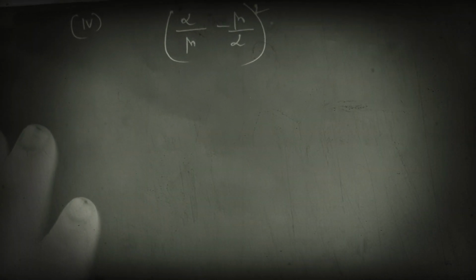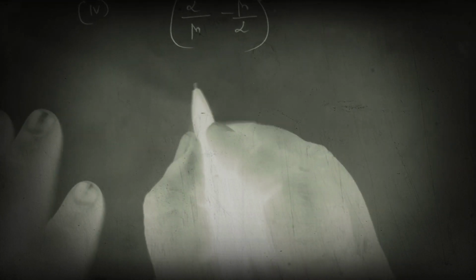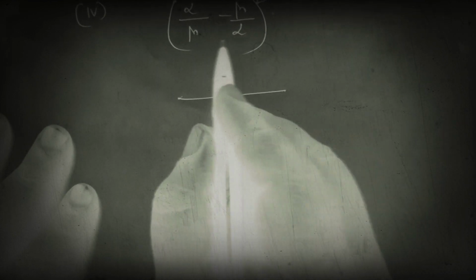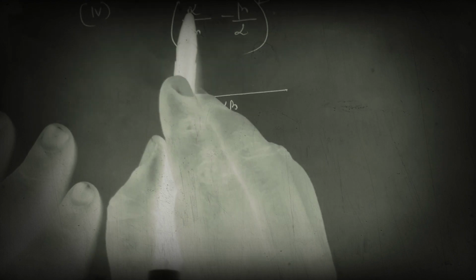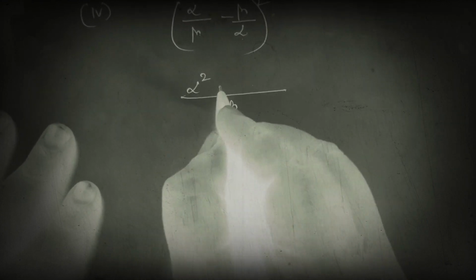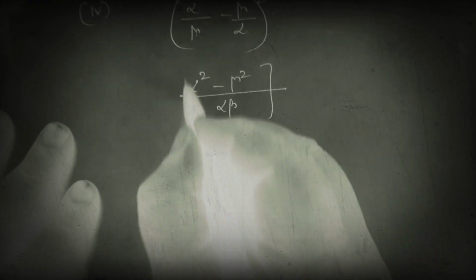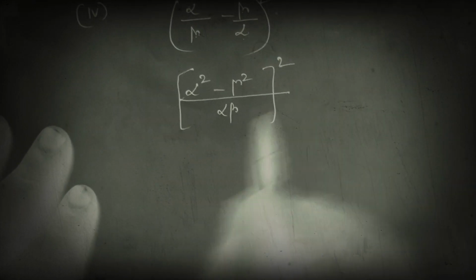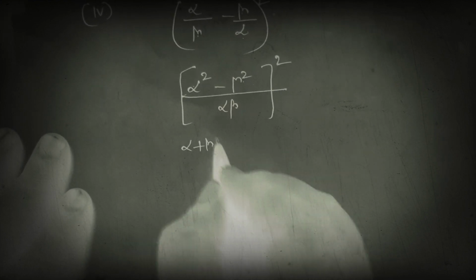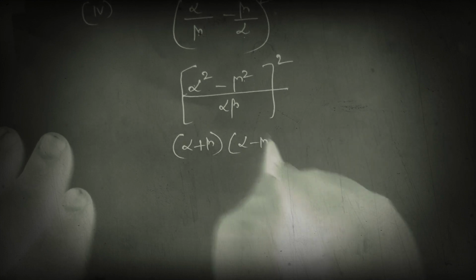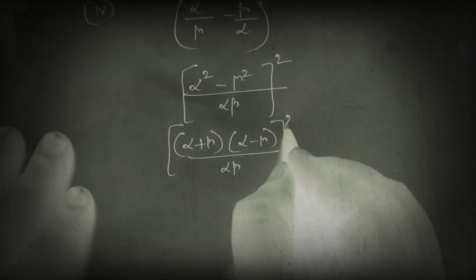Okay, next problem is alpha by beta minus beta by alpha whole square. First let us take the LCM here. Beta and alpha, so the LCM is alpha into beta: alpha into alpha, alpha square, minus beta into beta, beta square, whole square. Now alpha square minus beta square can be written as alpha plus beta into alpha minus beta, by alpha into beta whole square.